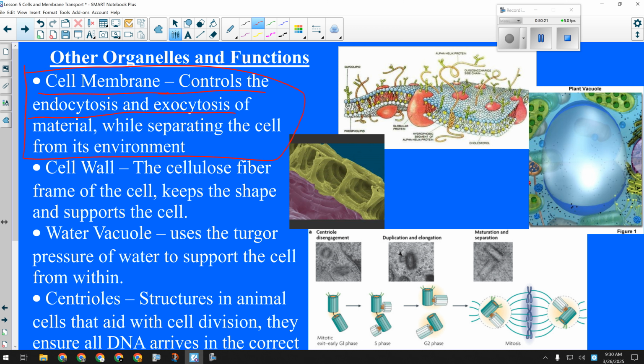I wouldn't want you to write it protects the cell. It doesn't actually do that. It fails miserably at doing that. It controls endocytosis and exocytosis. That's movement into, endo, and out of, exo, the cell.